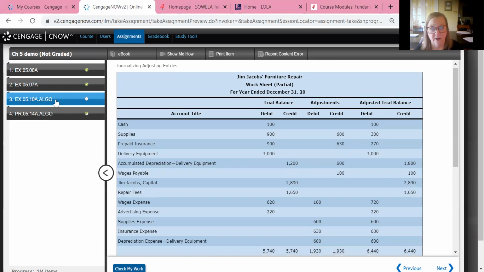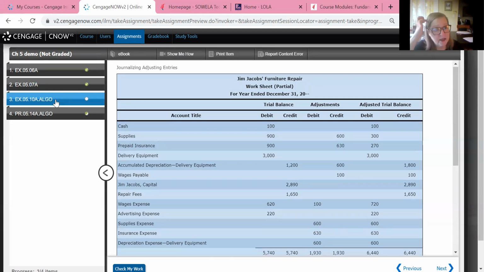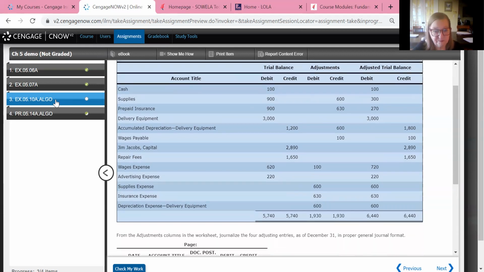All right, so now what do we got? We're going to journalize some adjusting entries. They've given us a worksheet. This is 510A, and this is an algorithmic version, which means they just gave me some new numbers, but you're going to have one like this in your set.